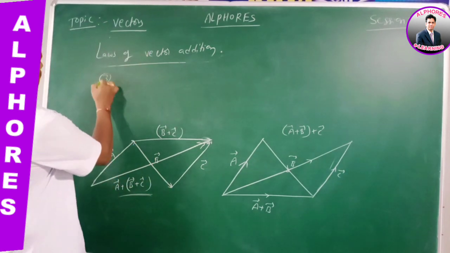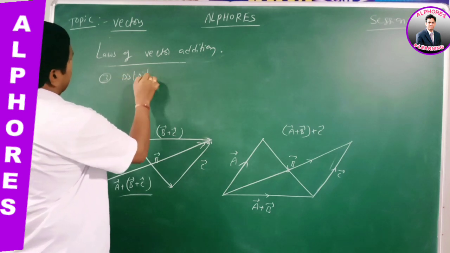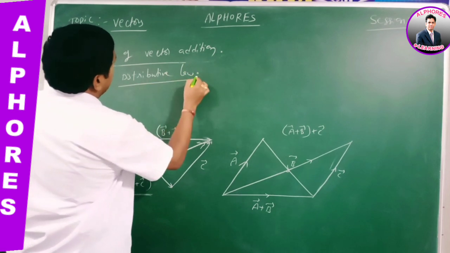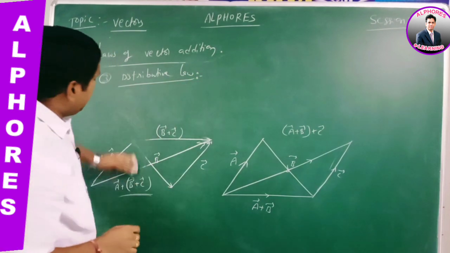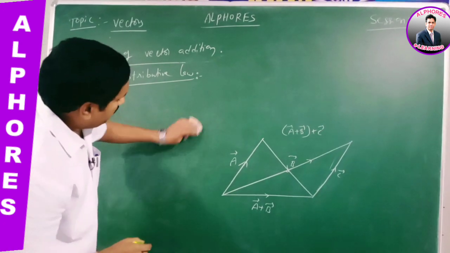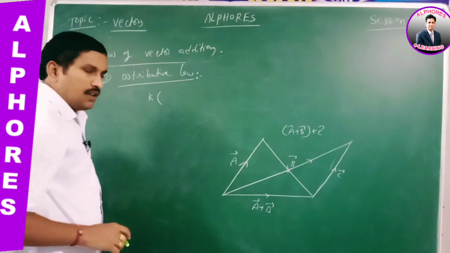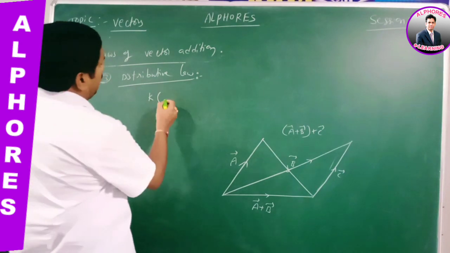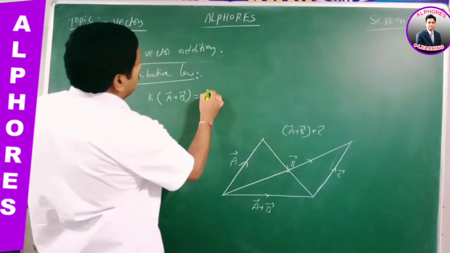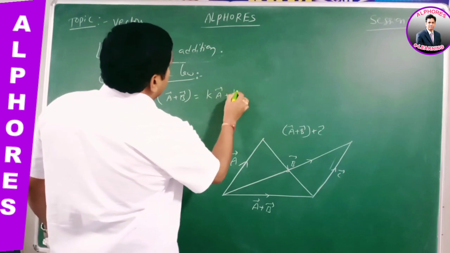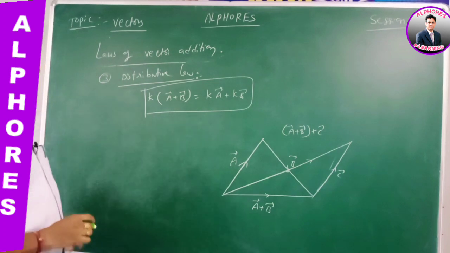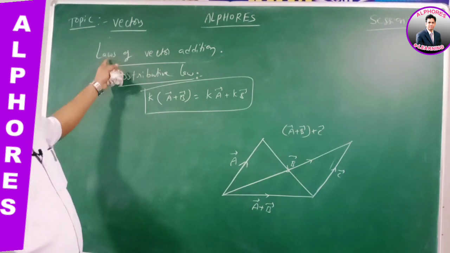Distributive law. The third law is the distributive law, the distributive law of addition of vectors. Again, it obeys the distributive law. Distributive law means, listen carefully, some constant k, where constant means any integer. k into (a bar plus b bar) is equal to k times a bar plus k times b bar. So this is also mathematically proved.